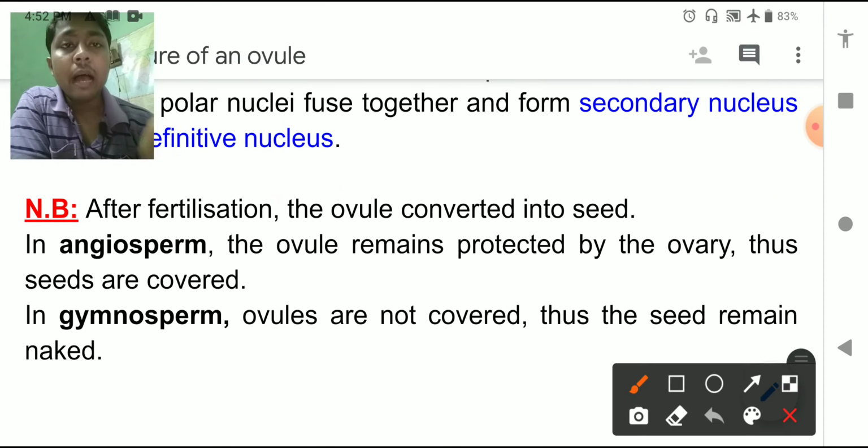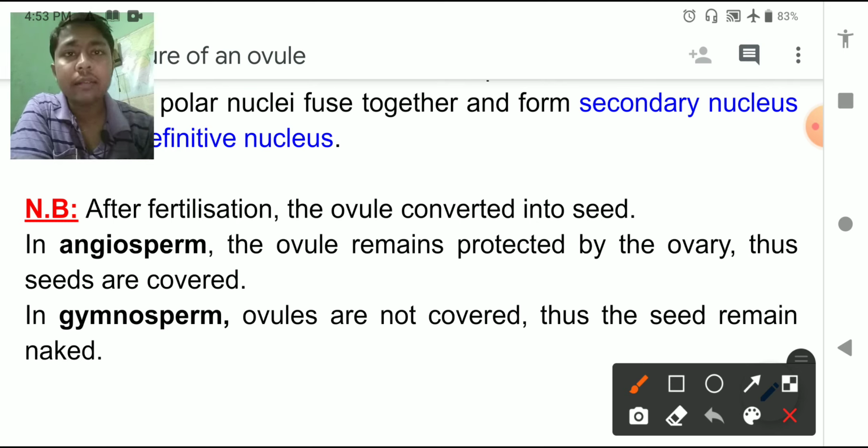Just look. After fertilization, the ovule is converted into a seed. The ovule, the structure which we already saw before in a picture, is converted into a seed. The outer integument and inner integument are converted into the testa and tegmen. We already discussed this in seed morphology. If you don't have any idea what seed morphology, testa and tegmen are, then check the video from the description or from the channel. So what I want to tell you here is that after fertilization the ovule is converted into a seed.